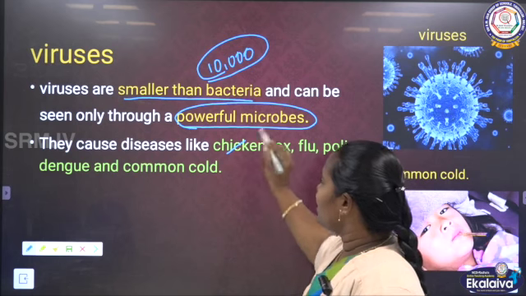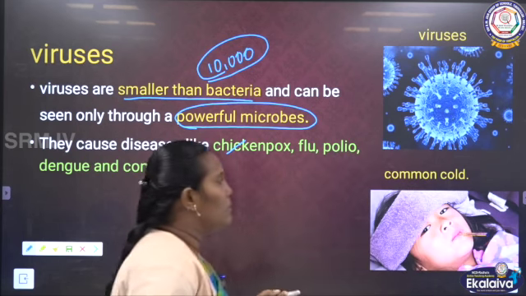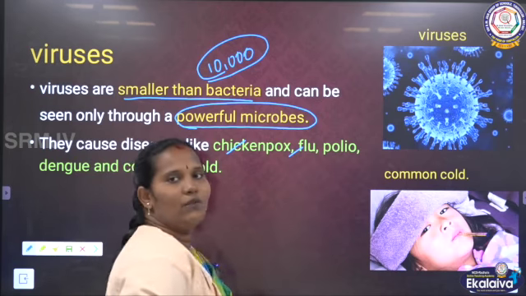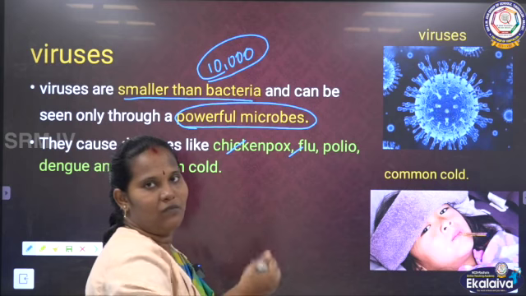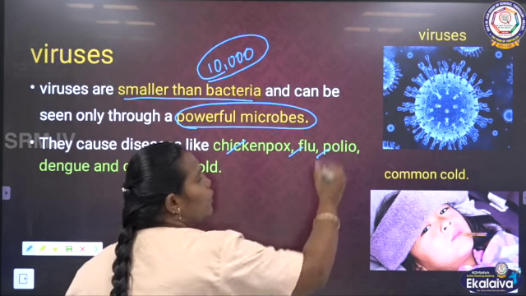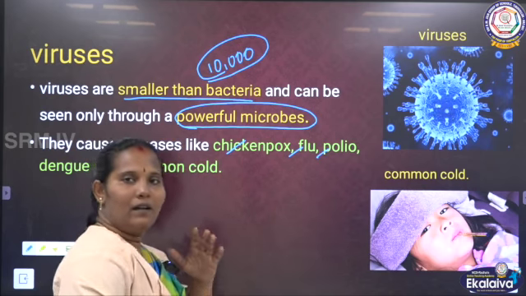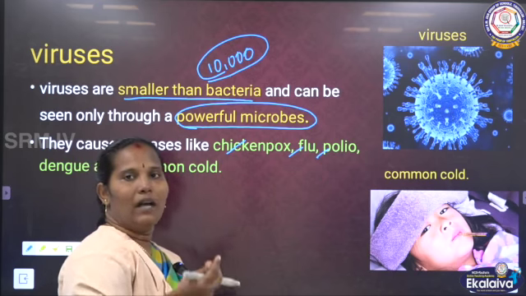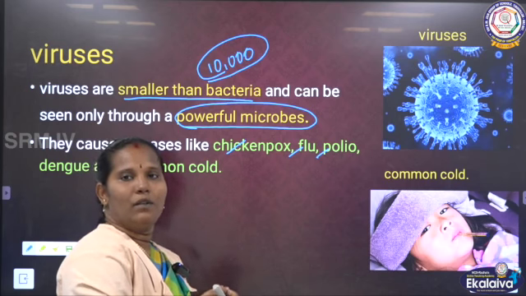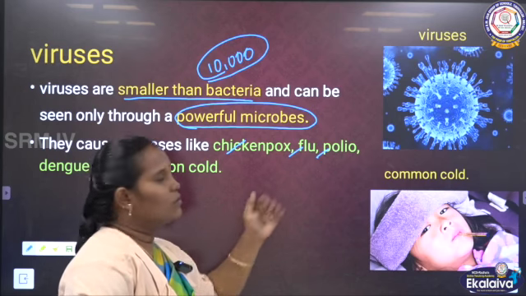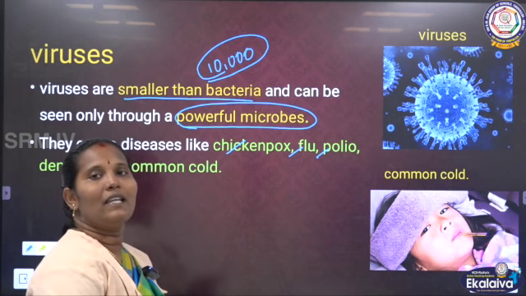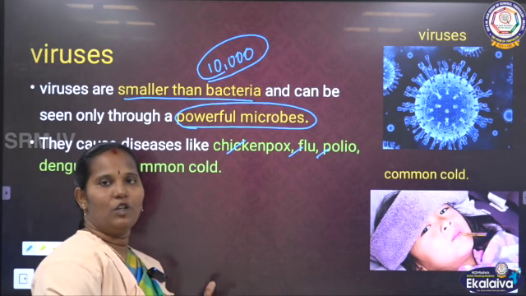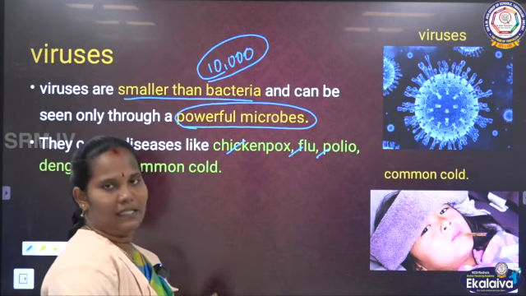What are they? Chickenpox, and then flu. Flu is caused by the influenza virus. Then the next one is polio. Polio means that in earlier times some children's legs were attacked and the leg would not work. This disease is called polio. But nowadays they give drops as vaccines, so newborn babies do not get this disease.